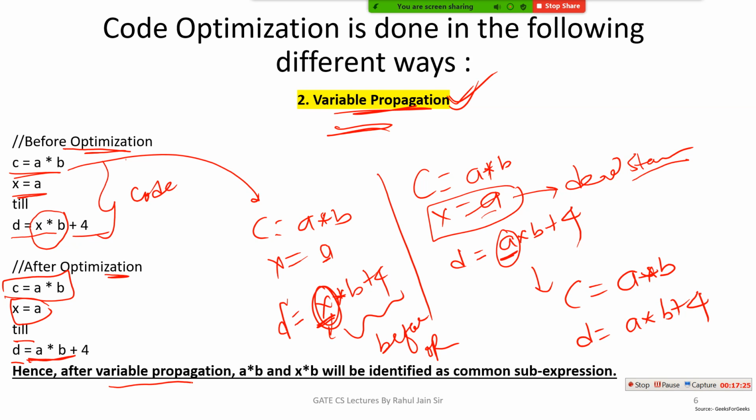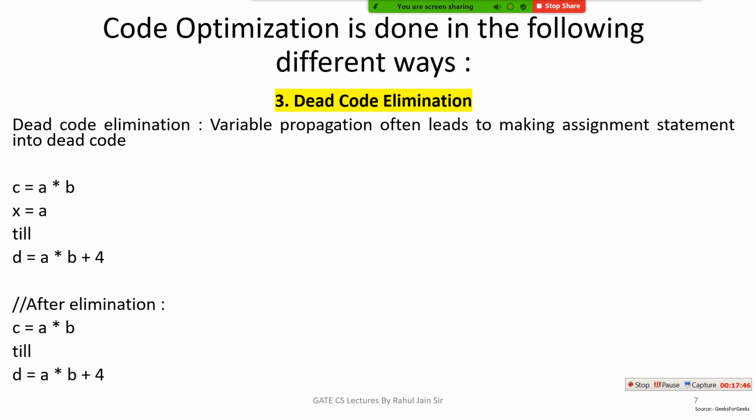After variable propagation, a into b and x into b will be identified as a common sub expression. It is also a new topic, and we are going to discuss it with examples. Okay guys, now the next type of code optimization is dead code elimination.